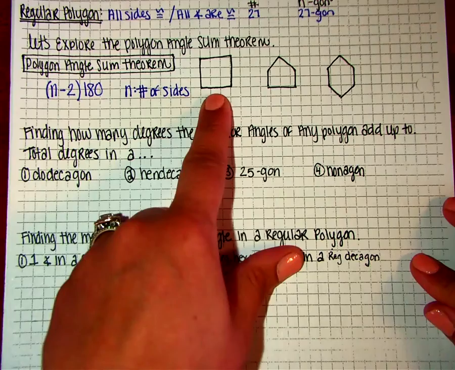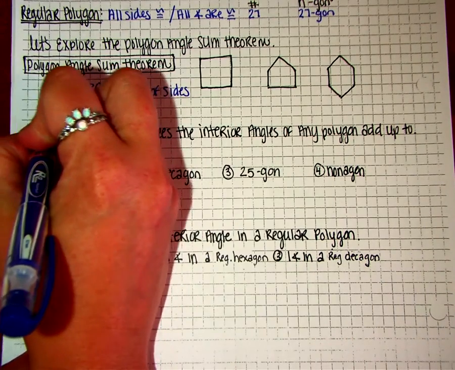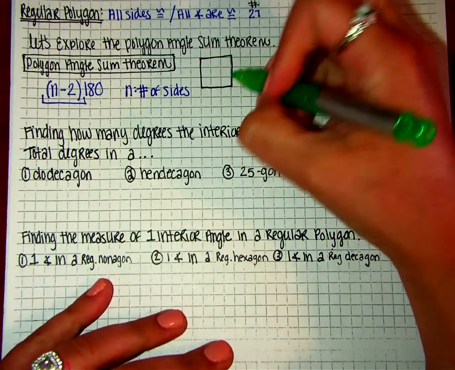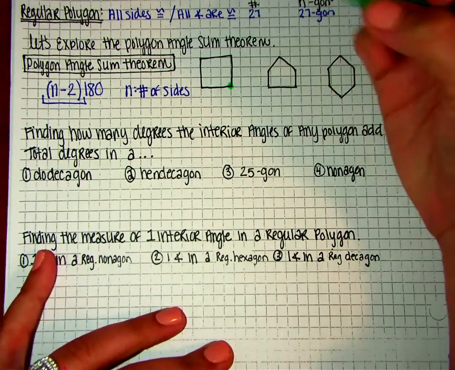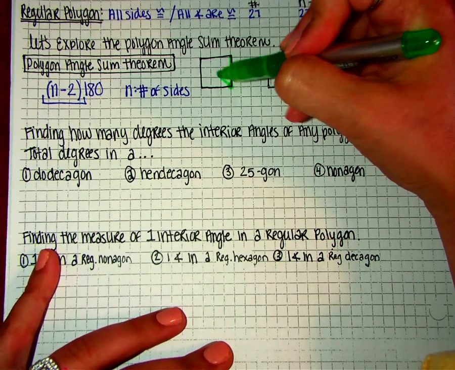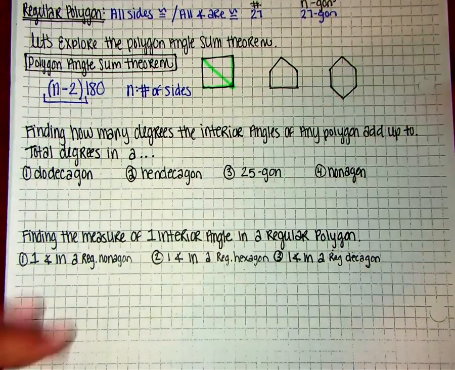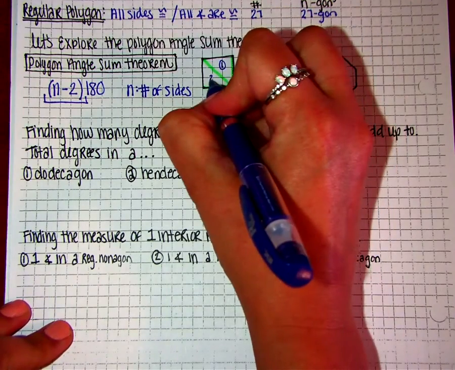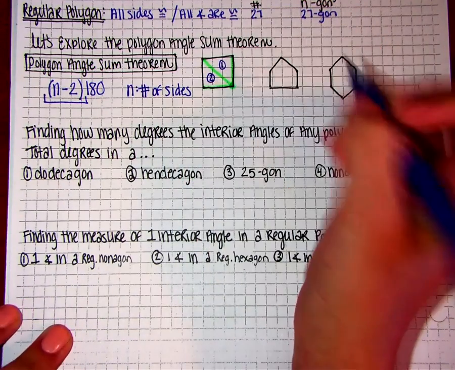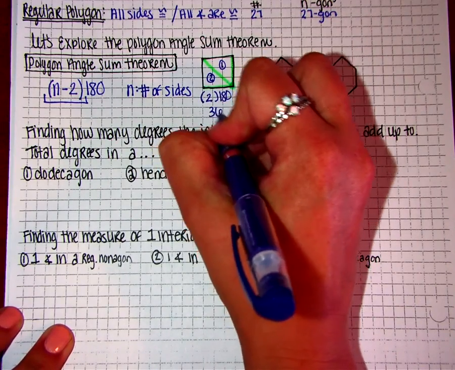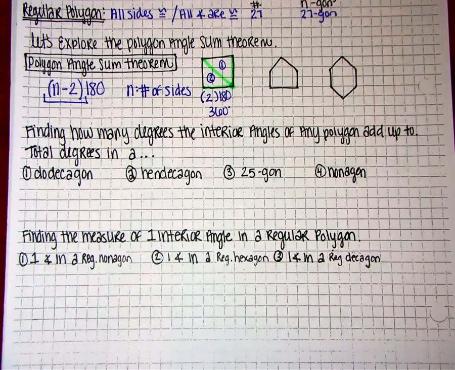This is a 4-sided figure. The section here, n minus 2, is going to stand for the number of triangles a shape has. Whenever you're creating the polygon angle sum theorem, you draw what are called diagonals. You pick a vertex and draw segments to all other vertices. So up, over here, over here. Notice how many triangles are created. We have 2 triangles, a triangle here and a triangle here. Well, each triangle adds up to 180. So 2 triangles times 180 is 360 degrees, which is how many degrees are in a quadrilateral.